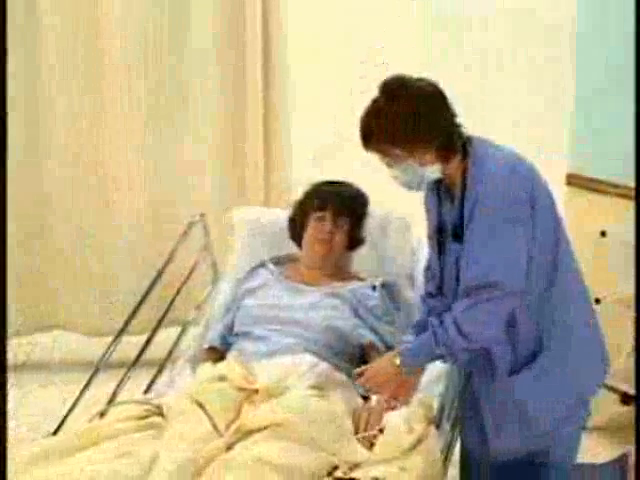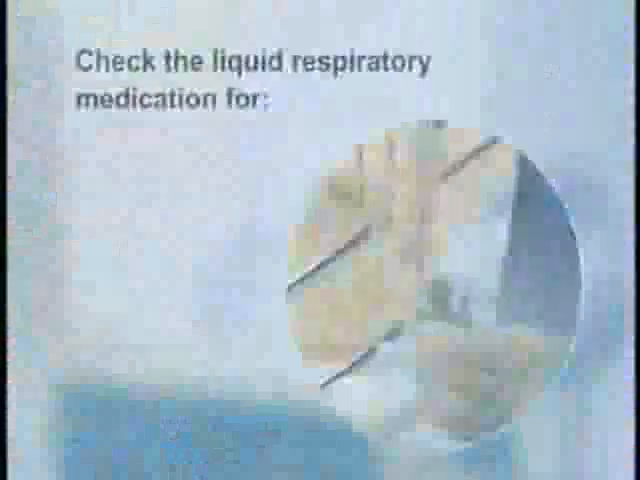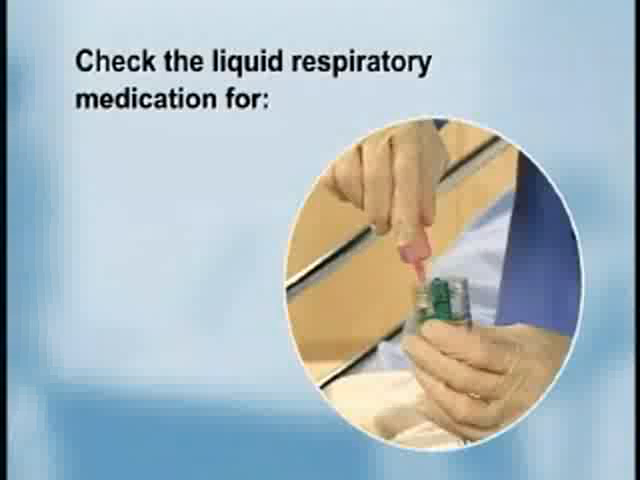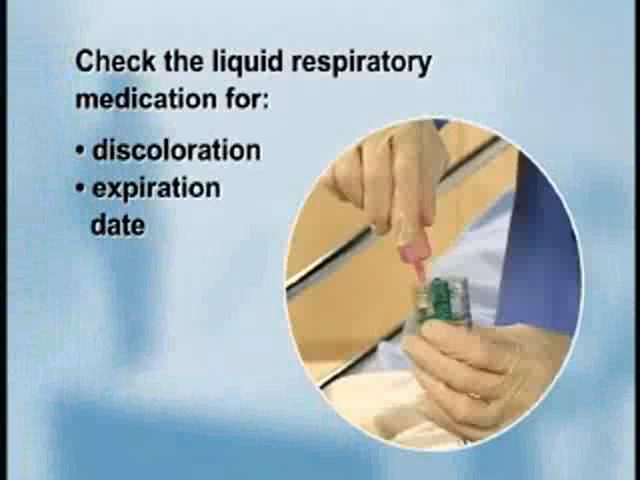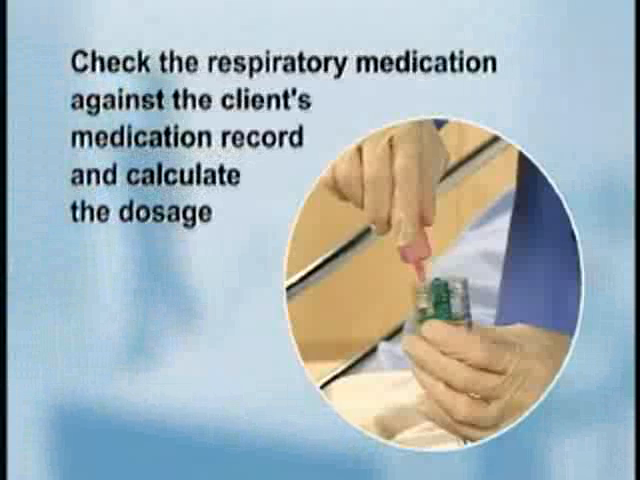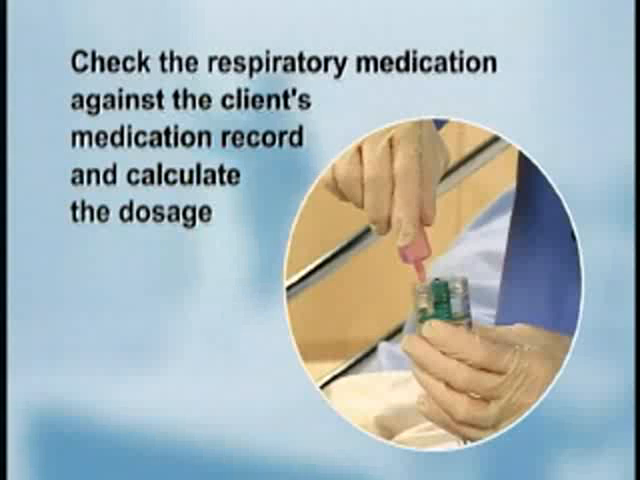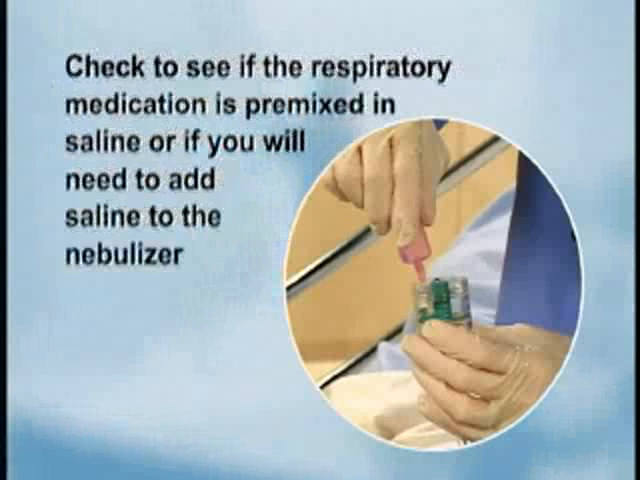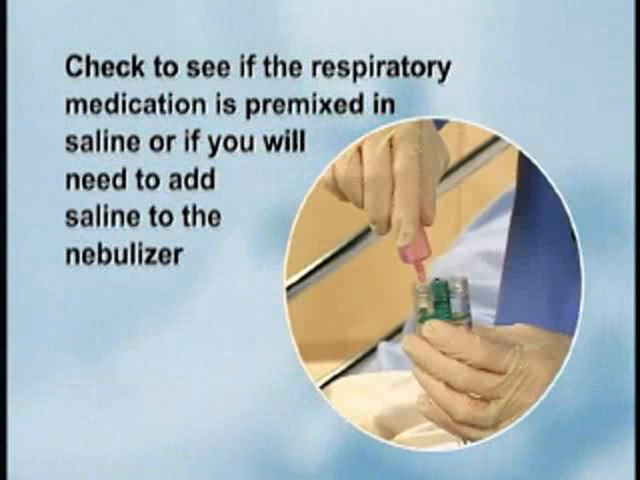Gather the necessary equipment. Select the ordered respiratory drug. Check the liquid respiratory medication for discoloration and check the expiration date on medications. Check the respiratory medication against the client's medication record and calculate the drug dosage if needed. Check to see if the respiratory medication is pre-mixed in saline or if you will need to add a prescribed amount of saline to the nebulizer.